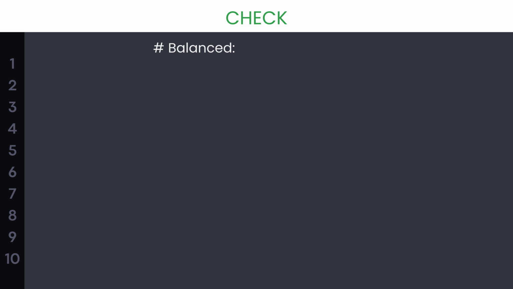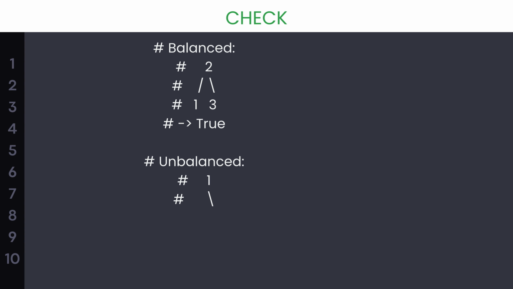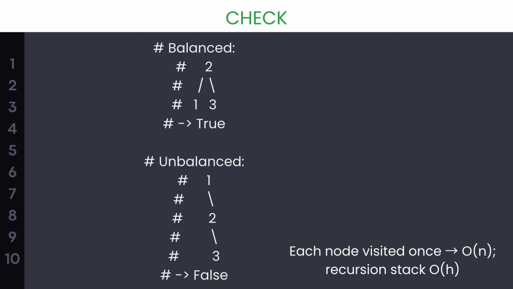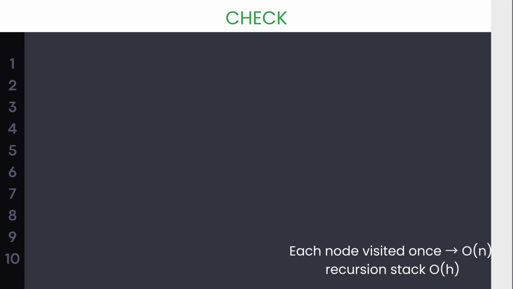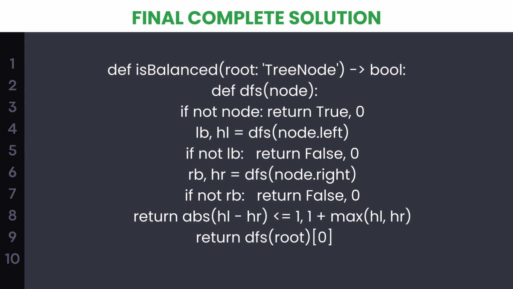For a perfectly full tree, left and right heights always differ by 0 or 1, so it returns true. For a chain, a linked list like 1, 2, 3, 4, one side's height grows while the other stays 0. A node will have a diff greater than or equal to 2 and returns false. Each node is visited once, O(n). Recursion stack O(h).